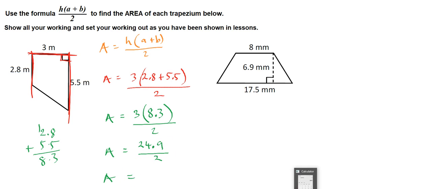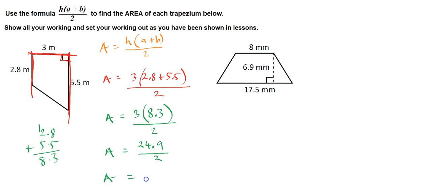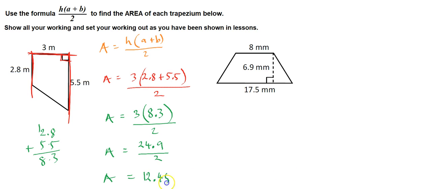So we might as well use our calculator again. Divided by 2 equals 12.45. What's the unit of measurement? It's meters, it's area, so it's got to be squared.